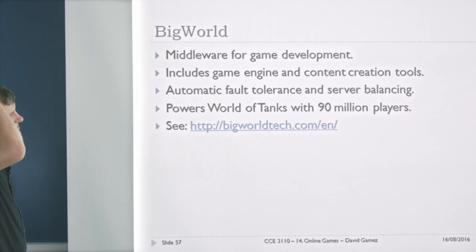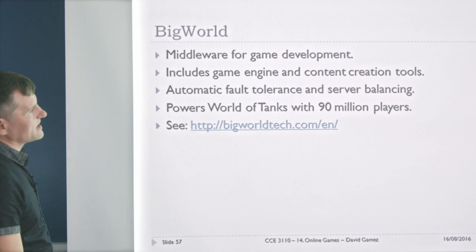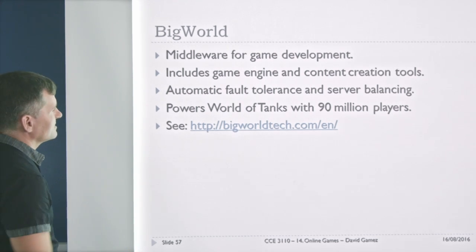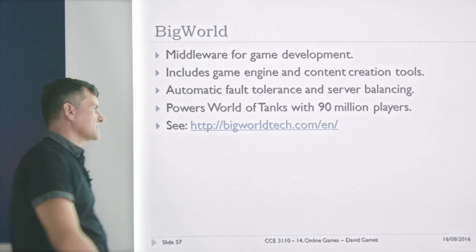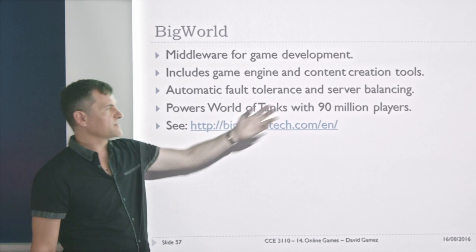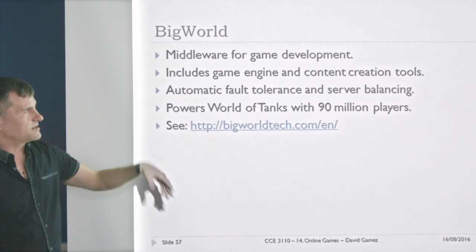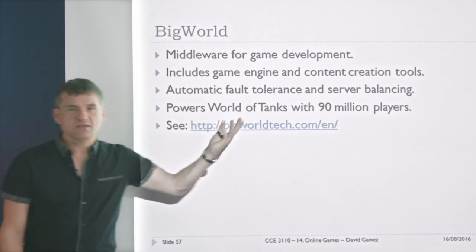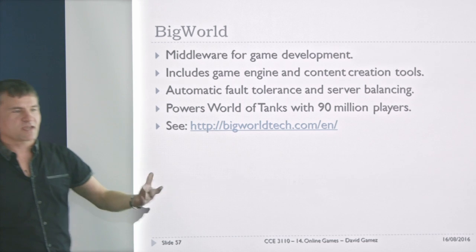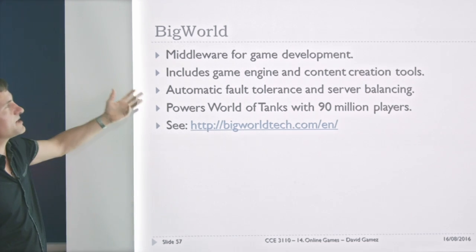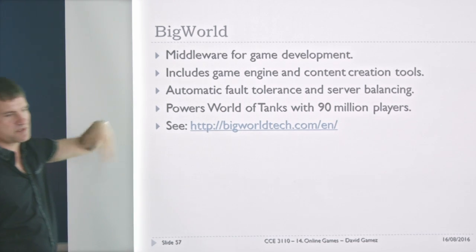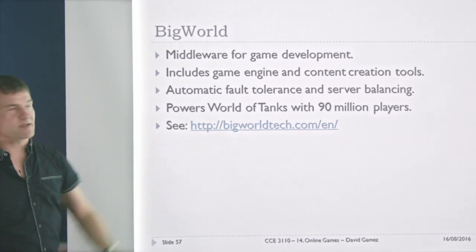Big World, for example, is a middleware for game development. It has the game engine, content creation tools, automatic fault tolerance, and server balancing. It powers World of Tanks with 90 million players. So this kind of technology is what you'd be using if you were trying to build a game. Practically, it's much cheaper to pay for this middleware than to pay for developers to do a bad job of developing it from scratch.